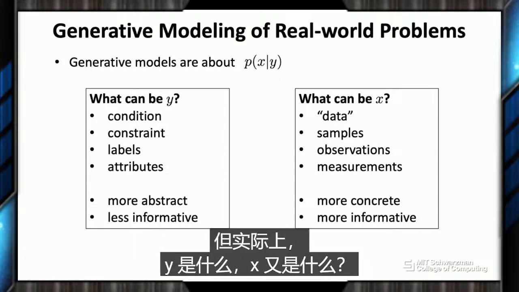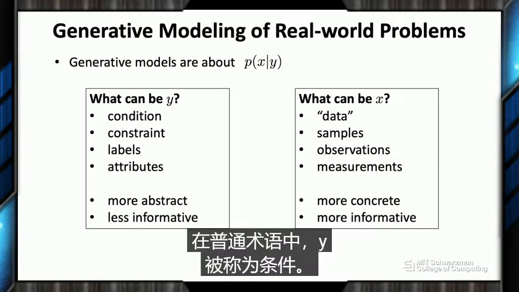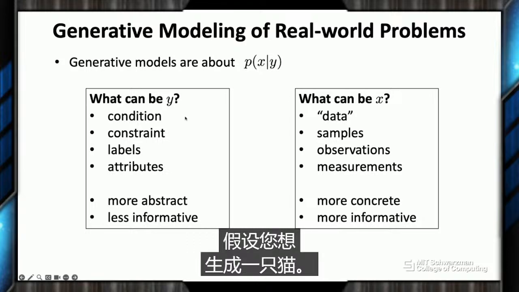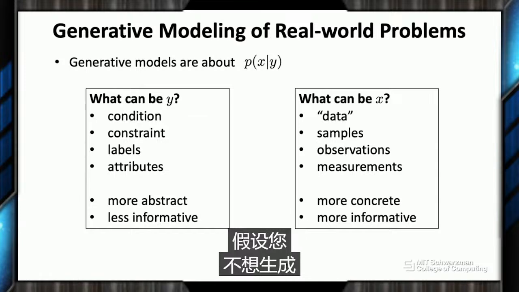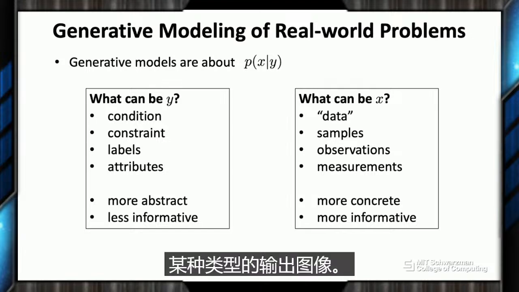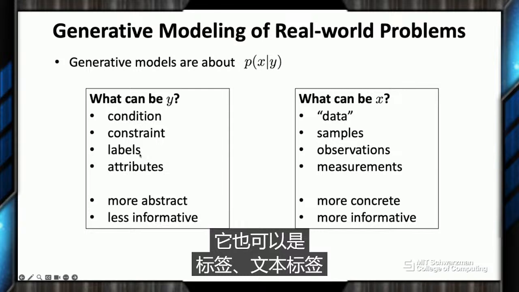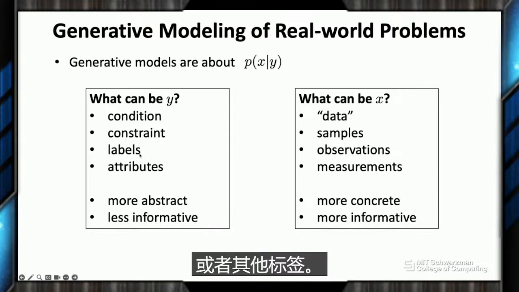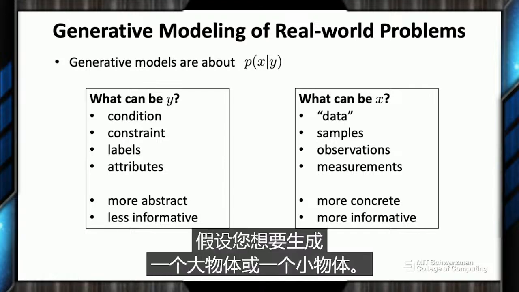But then in reality, what is y and what is x? In common terminology, y is called the conditions. Let's say you want to generate a cat. It could also be some constraints. Let's say you don't want to generate some type of output images. It could also be labels, text labels, or maybe some other labels. And it could also be attributes. Let's say you want to generate a big object or a small object.